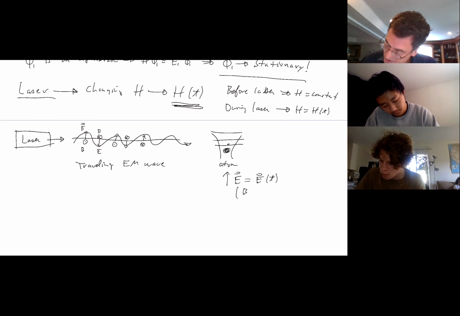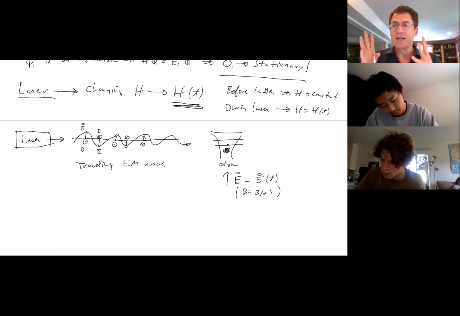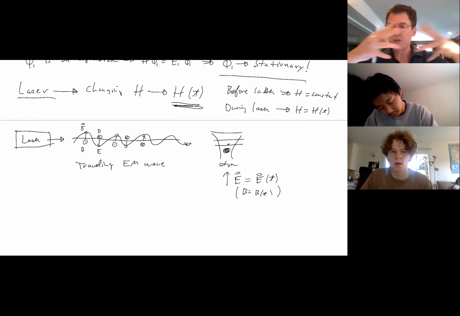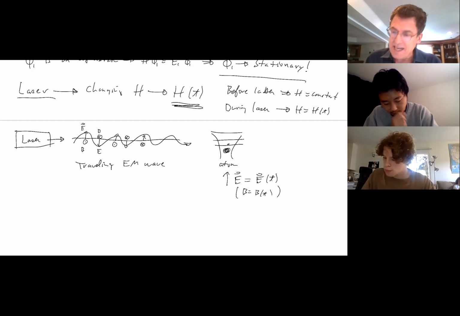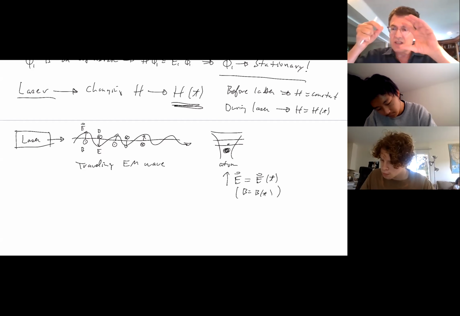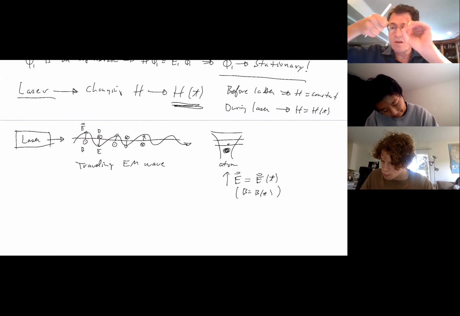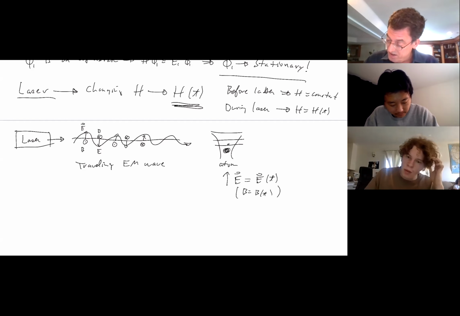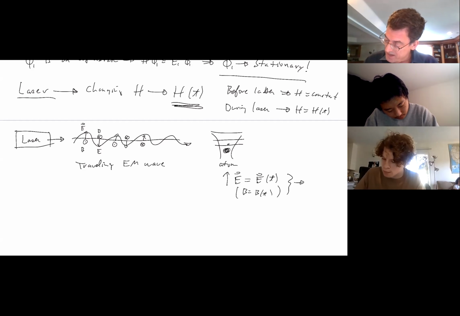There's also a B field too, because an electromagnetic wave is this electric field and B field that travels through space, and when it hits that atom, the atom is going to see an electric field that very rapidly goes up and down and up and down. Okay, and so obviously this is going to cause my Hamiltonian to change in time. There's no tricks here, it's just common sense.